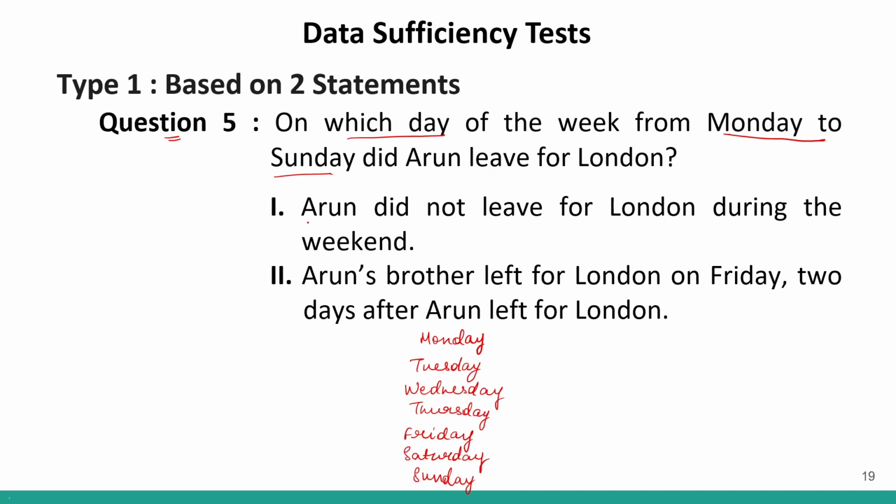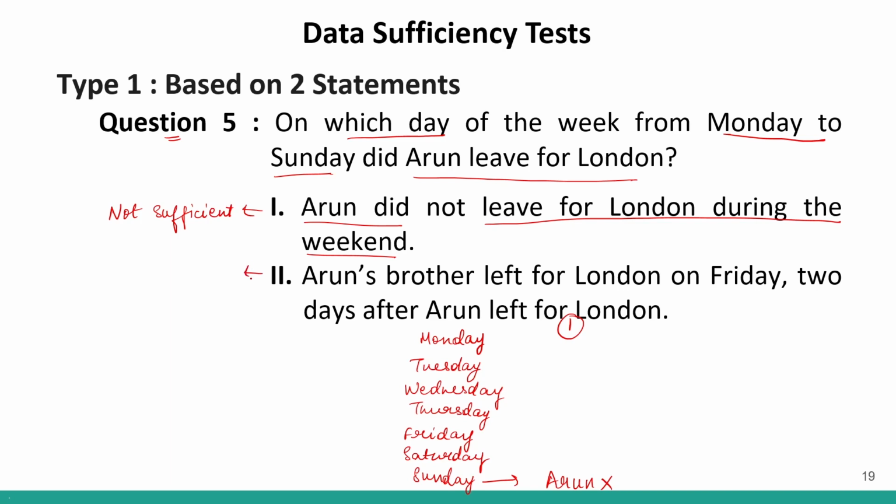Now, Arun did not leave for London during the weekend. That means the weekend is Sunday. So Arun did not leave for London on the weekend, so Arun did not go on this day. So this is from statement number 1. Statement number 1, can I find out on which day did Arun leave for London? Definitely not. So this statement is not sufficient.